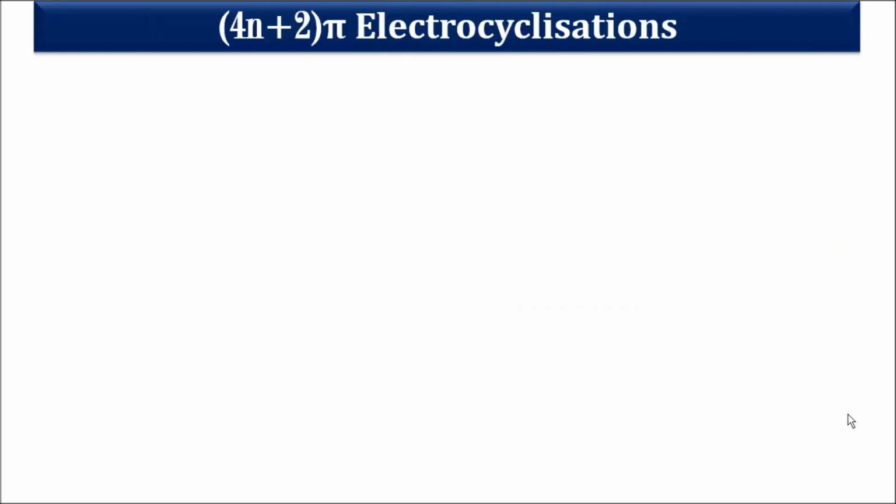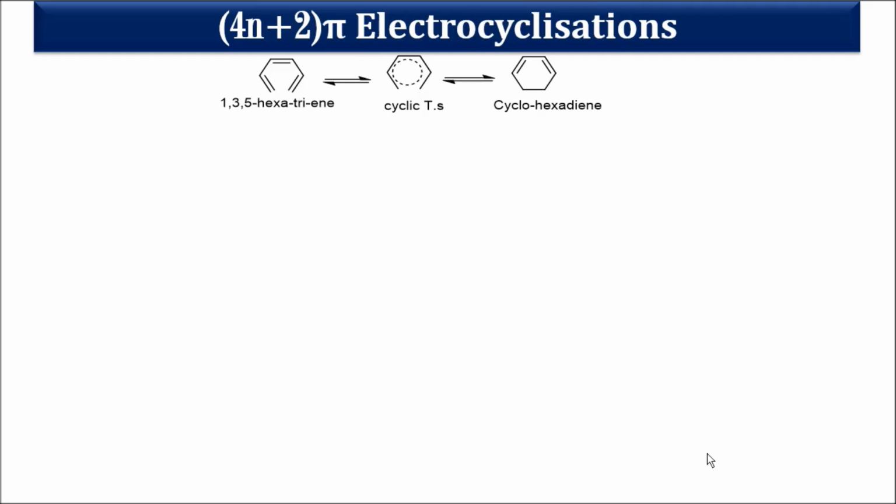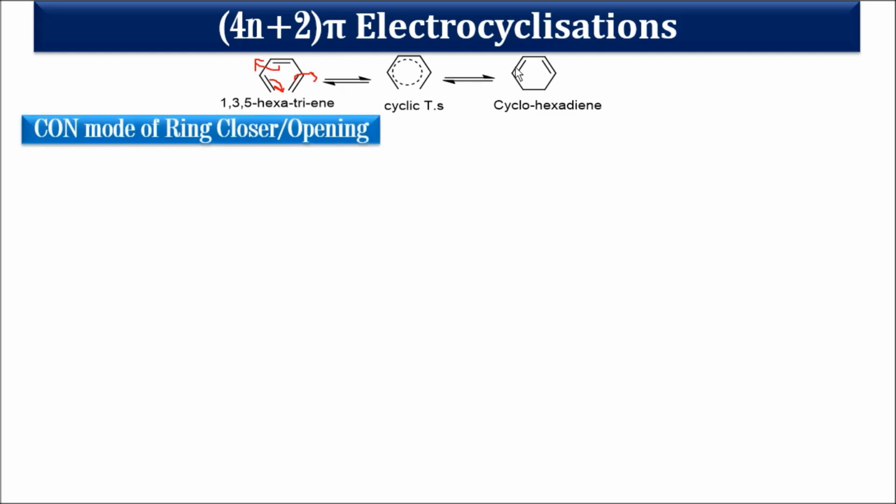4n plus 2 electrocyclizations. In 4n plus 2 electrocyclizations, we are taking 1,3,5-hexatriene. So in this 1,3,5-hexatriene, this bond shifts here and we get a sigma bond, and this pi bond shifts here and we get a new pi bond, and this pi bond shifts here and we get another new pi bond. So let's see first the conrotatory mode of rotation.